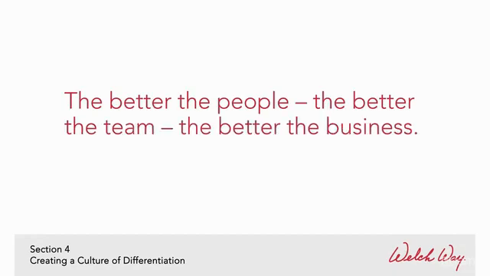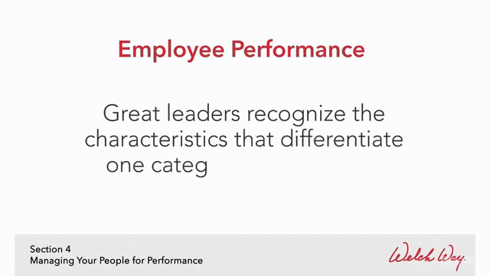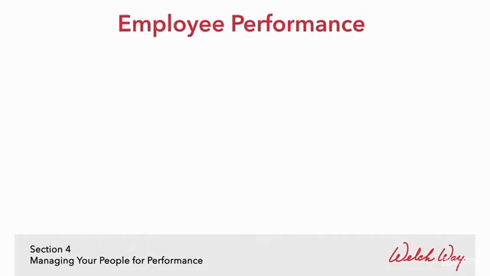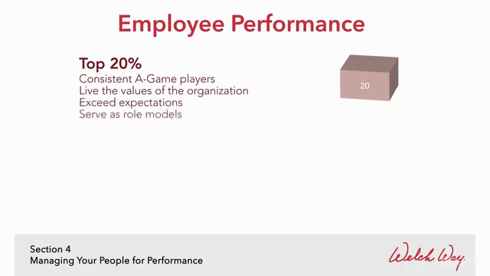So, where do we start? In most organizations of any size, an individual's performance falls into one of three pretty consistent categories. The first step in being a leader who effectively practices differentiation is understanding the characteristics of each group. There are the top performers, the players who consistently bring their A game every day. They are the ones who are living the values of the organization, meeting and usually exceeding the expectations put on them, and they are role models for those around them.